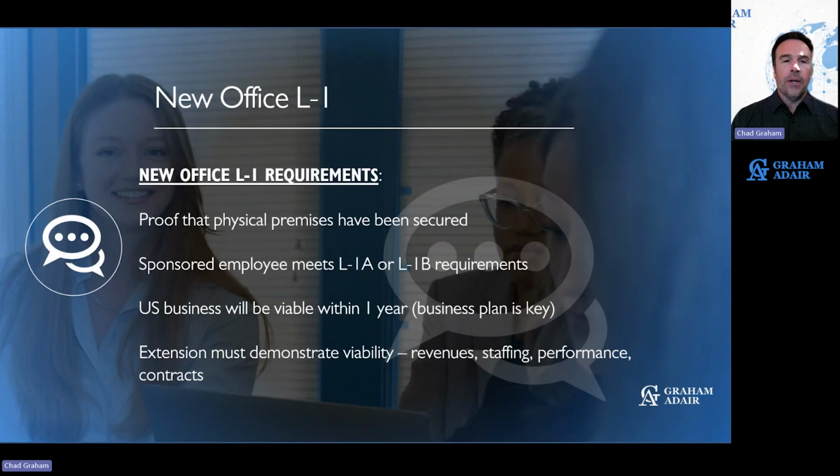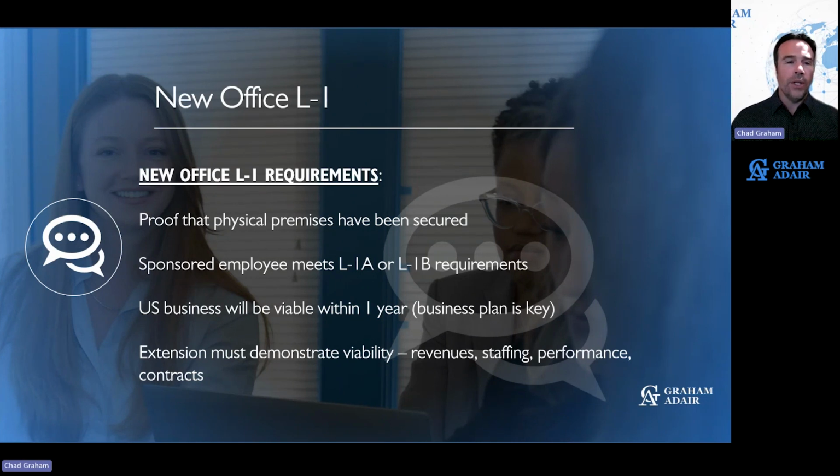What we have to demonstrate, or what we would look to do for you, is what's called a new office L1. So you would show that you're establishing a new company in the United States, that it's incorporated, you have premises that are leased, where you're going to be able to be operational. And then we would file a new office L1. And that initial filing is held to a fairly low level of scrutiny. Most of those applications are going to be approved, but they're only valid for 1 year.